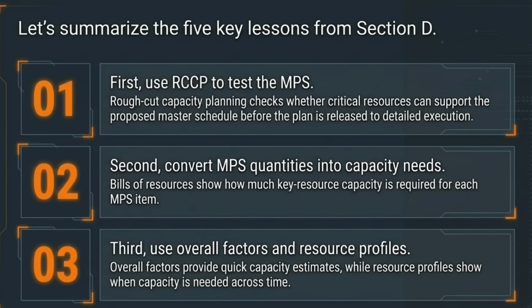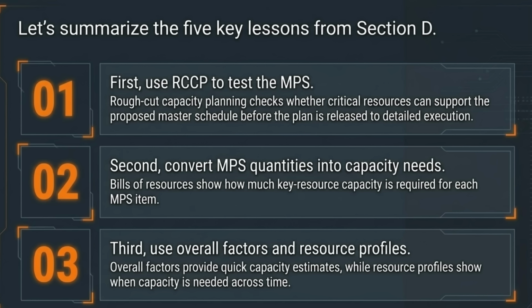Let's summarize the 5 key lessons from Section D. First, use RCCP to test the MPS. Rough-cut capacity planning checks whether critical resources can support the proposed master schedule before the plan is released to detailed execution. Second, convert MPS quantities into capacity needs. Bills of resources show how much key resource capacity is required for each MPS item.